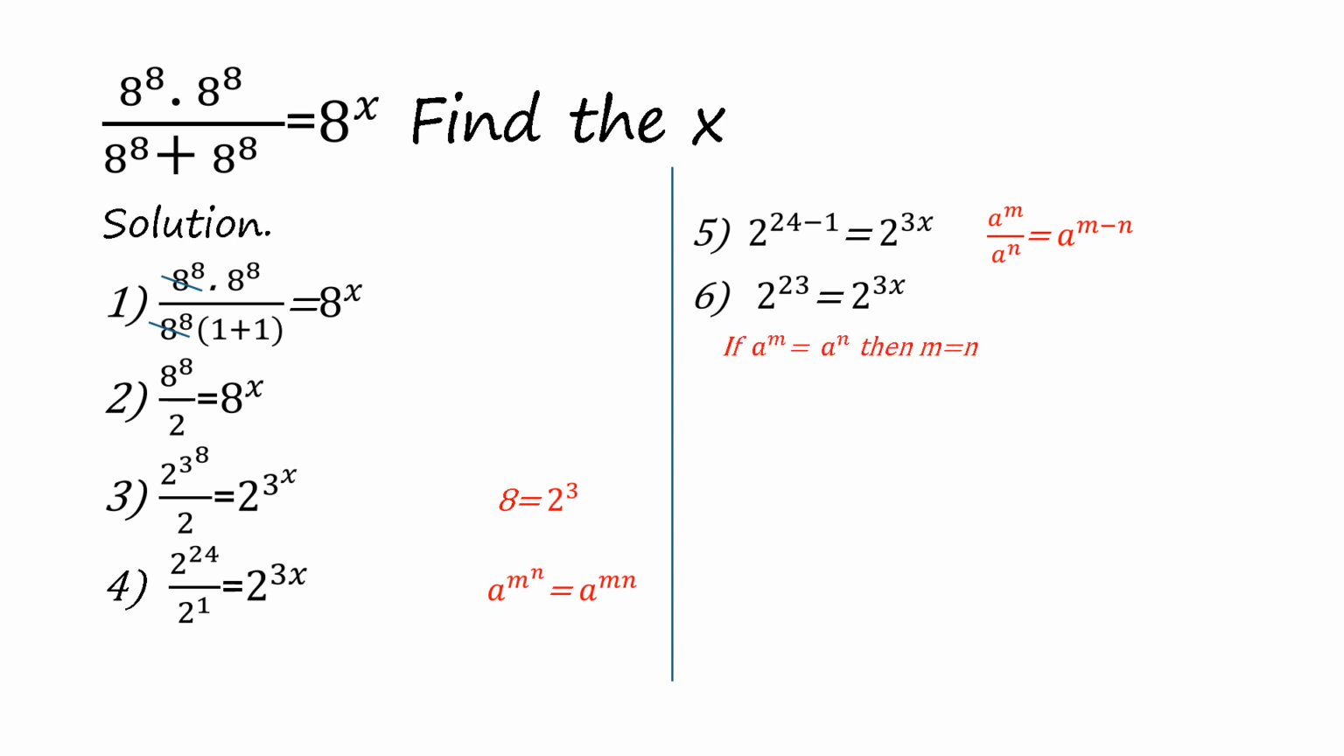Finally, we are going to apply another property where if a to the power of m is equal to a to the power of n, then m is equal to n. So, step 7 is 3x is equal to 23, hence x is equal to 23 over 3.